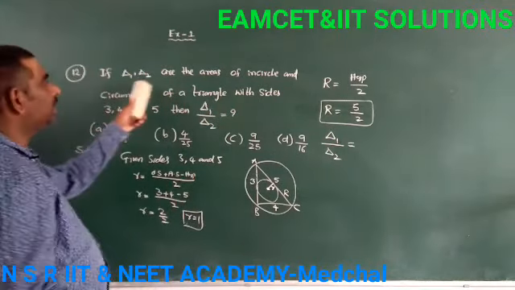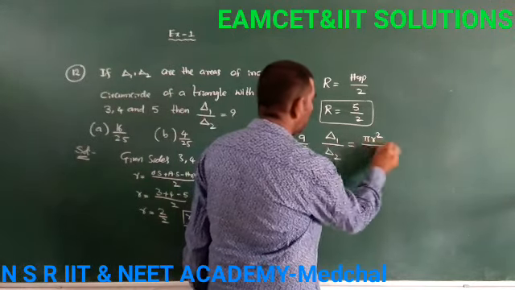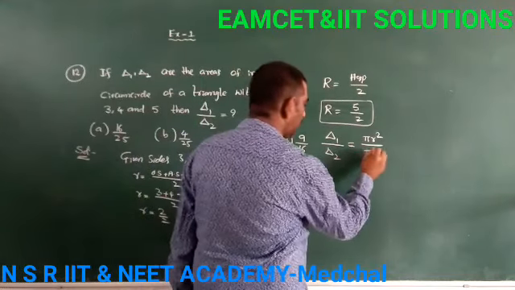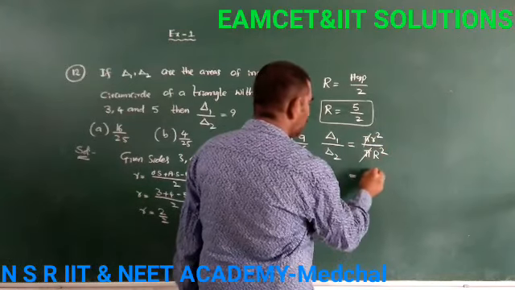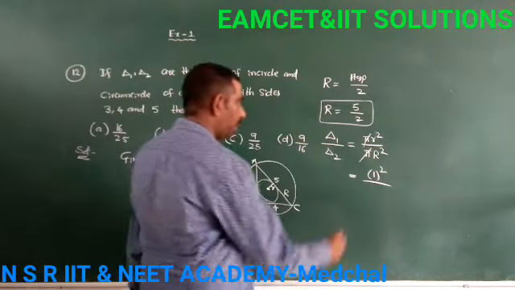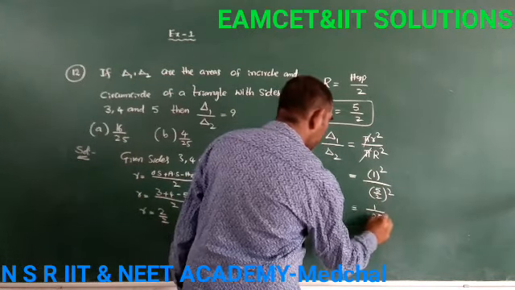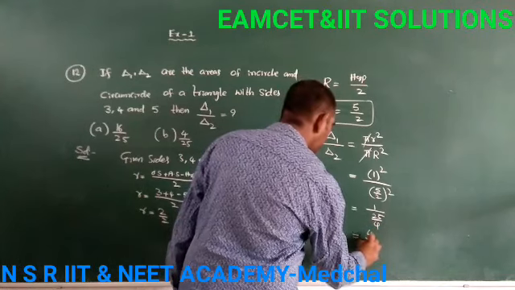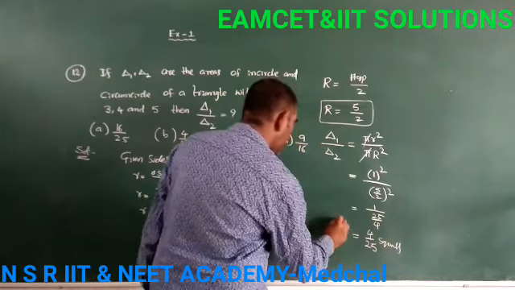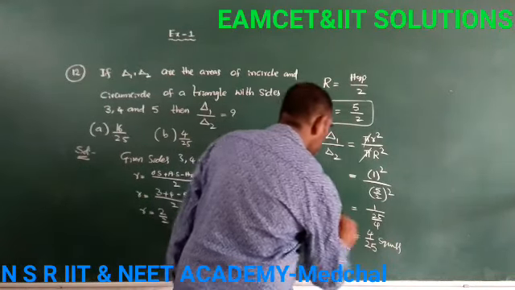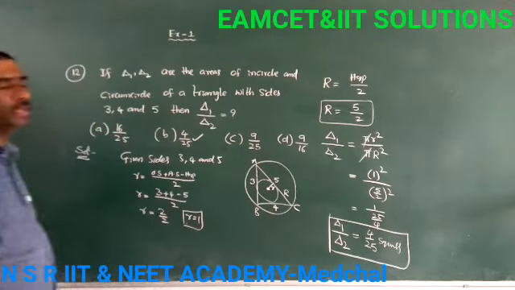So delta 1 is the area of the incircle. The incircle radius is smaller. So the area of delta 1 is pi r square and the area of the circumcircle is pi capital R square. So pi gets cancelled. Small r value 1 square by 5 by 2 whole square, 1 by 25 by 4. So 1 by 25 becomes 4 by 25 square units. So the value of delta 1 by delta 2 is equal to 4 by 25. So our answer is B.